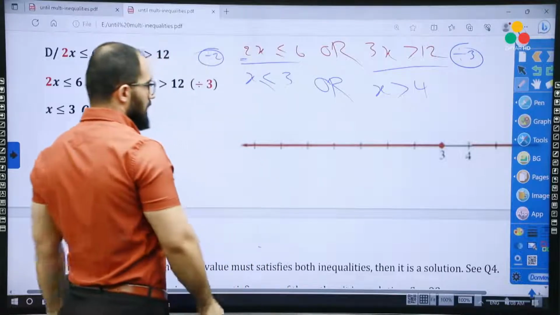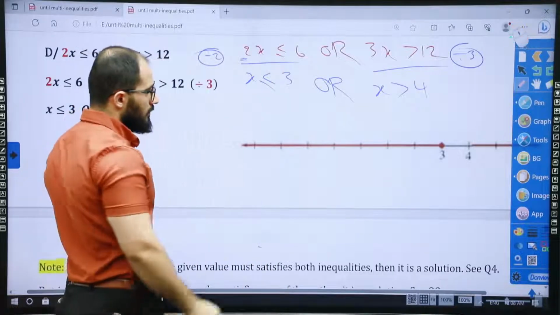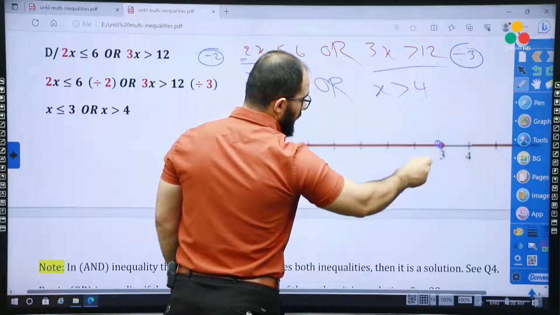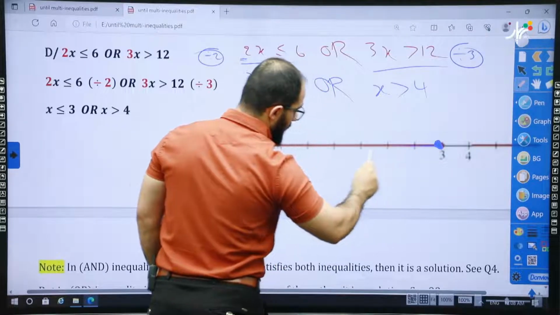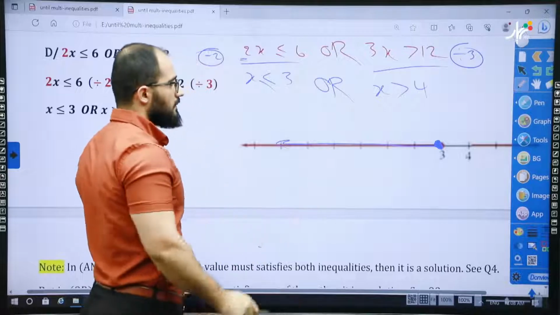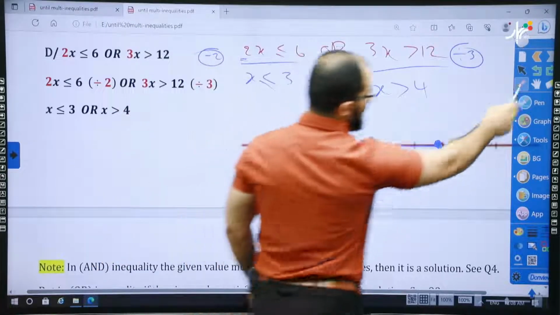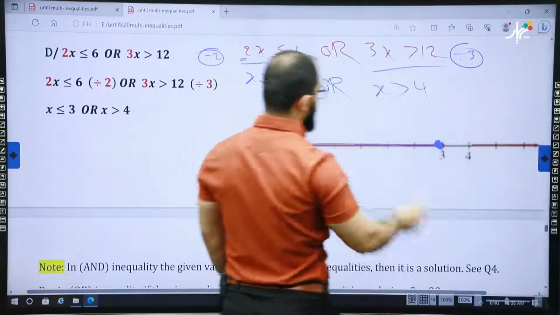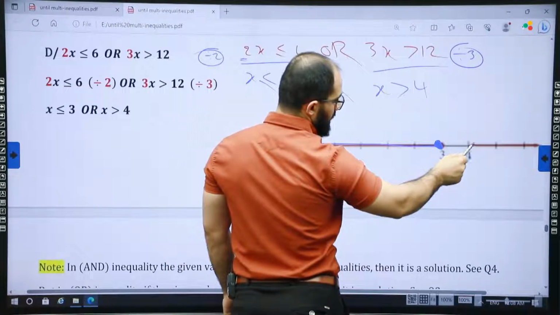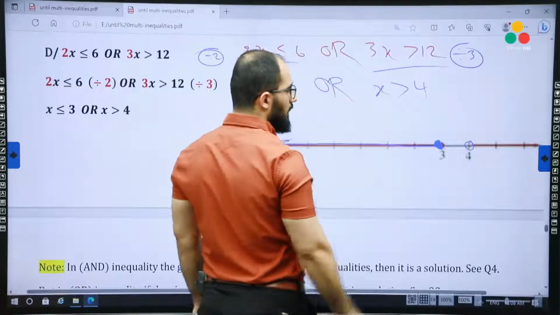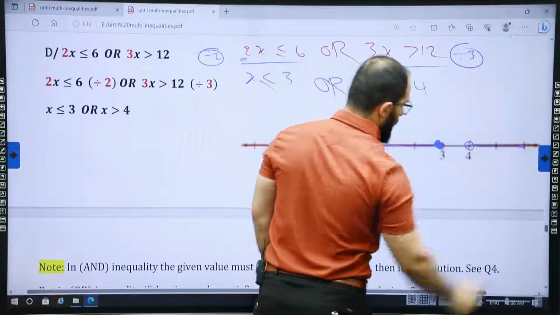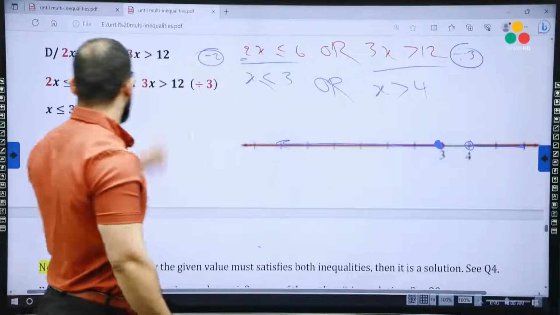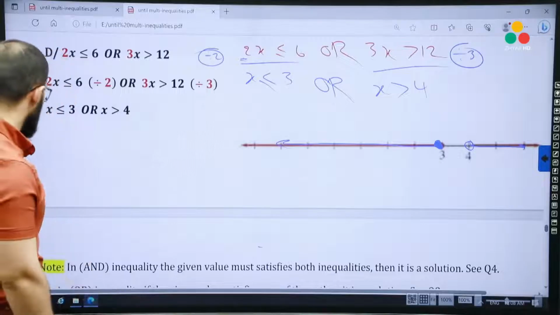And this is the graph. X is less than or equal to 3. This is 3. We have equal with it, that's why we fill it. Then it goes to the left side. And the other part, we have x greater than 4. This is 4. There is no equal with it, that's why we leave it empty. Then it goes to the right side. The graph is 2 parts because the inequality is or.